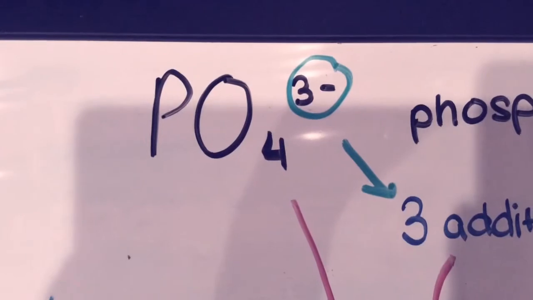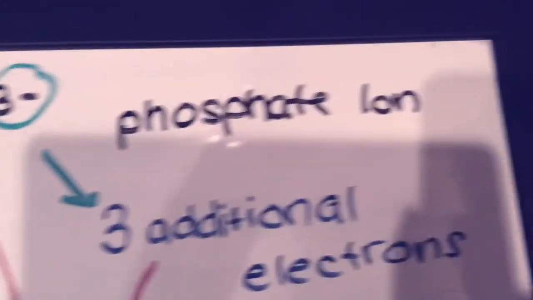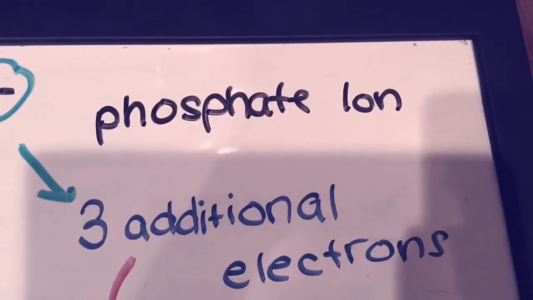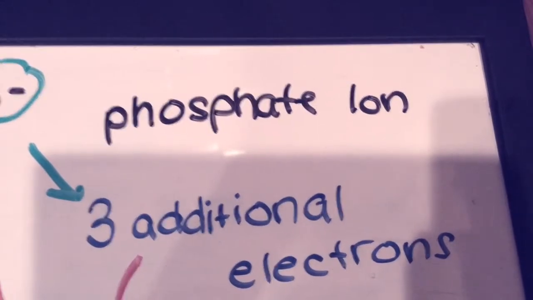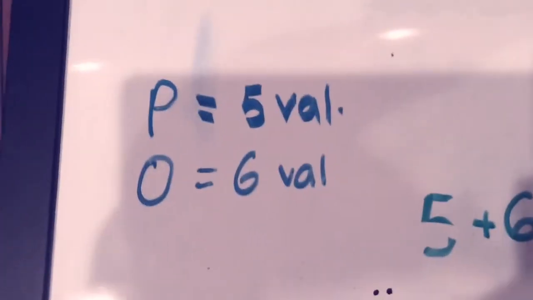So PO4 -3 is a phosphate ion, and we're going to be doing a Lewis dot diagram on this phosphate ion. The -3 just stands for 3 additional electrons. Phosphorus has 5 valence electrons and oxygen has 6.